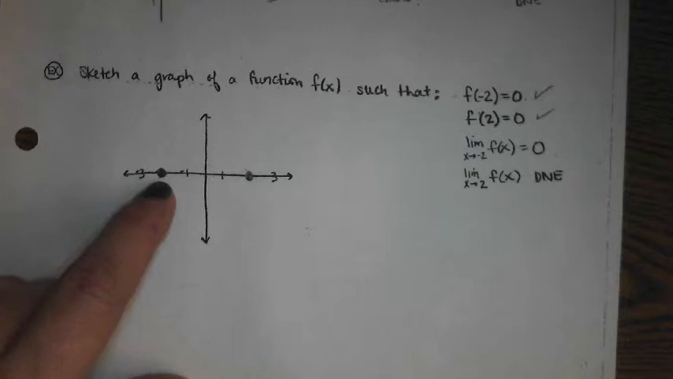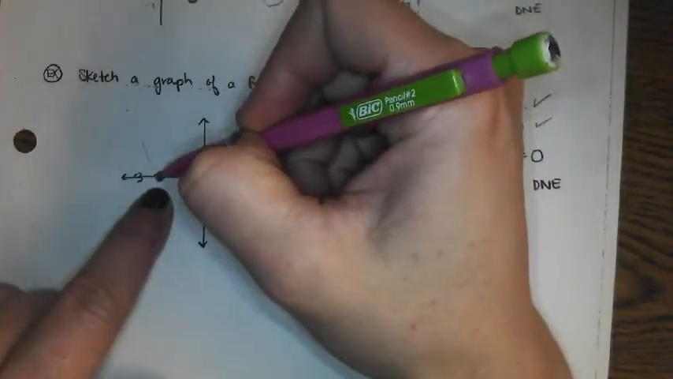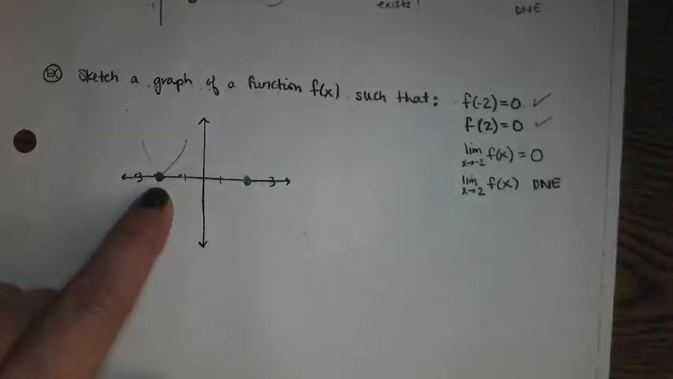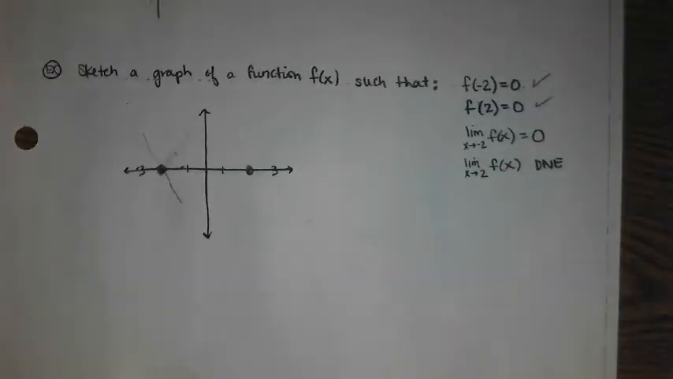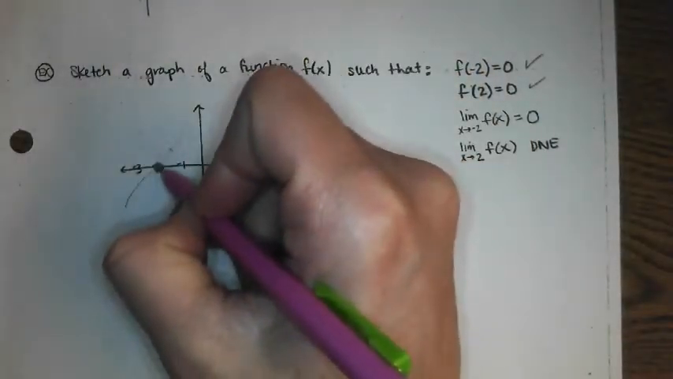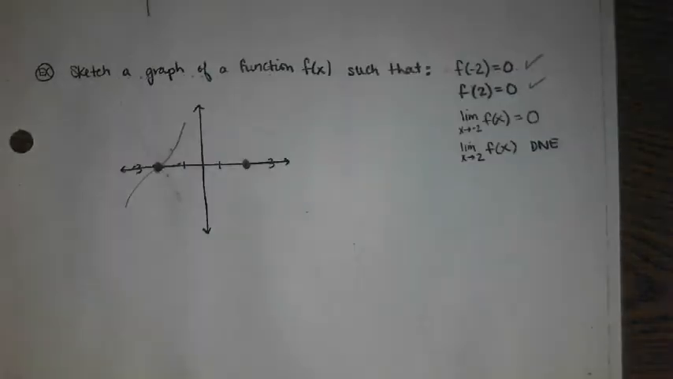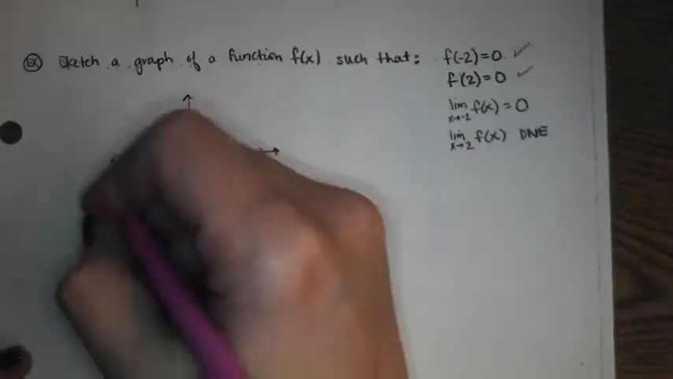There are 1,000 ways this could look. No, 1,000 might be a stretch. You could approach it from the left and you could approach it from the right in that fashion. You could approach it from the left this way and approach it from the right that way. Or you could approach it from the left this way and approach it from the right that way. Either one. It's fine. Okay? So let's just stick with the last one I have on my paper.